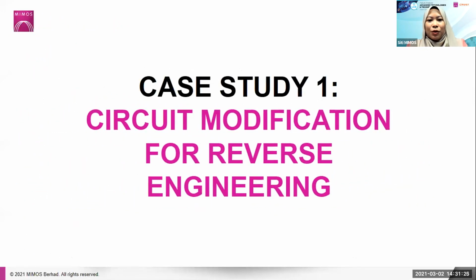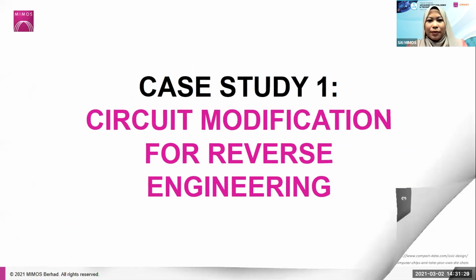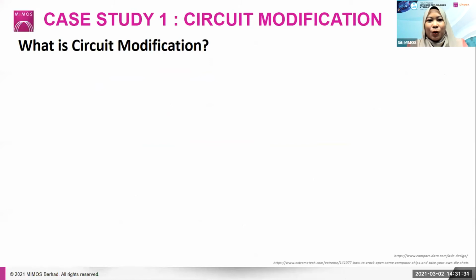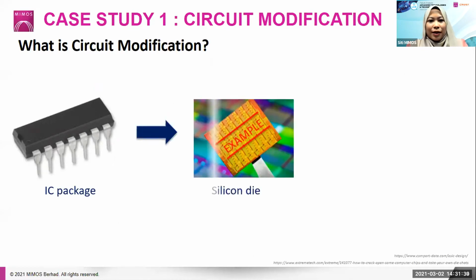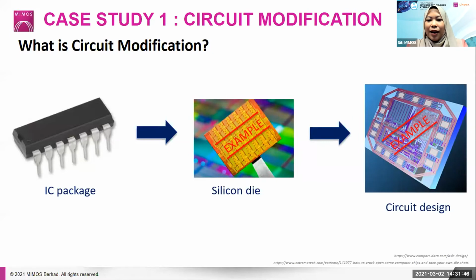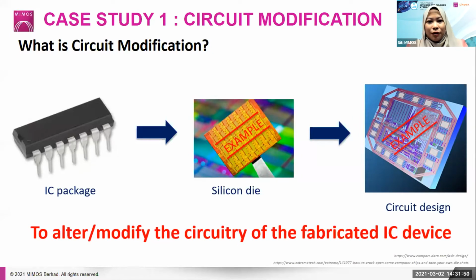Now let us start with the case study number 1, which is on the circuit modification. Well, first, what is circuit modification? So we can look at this example here. Imagine that we have this IC package. So inside this IC package, there is a silicon die. So basically, this silicon die has been designed and also fabricated. So circuit modification is to modify the circuitry of the fabricated IC device.